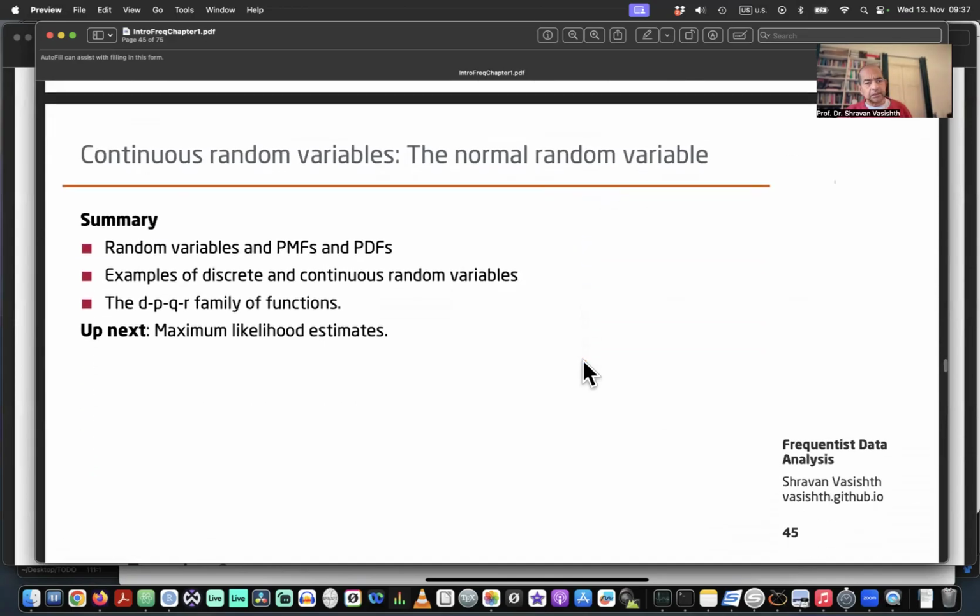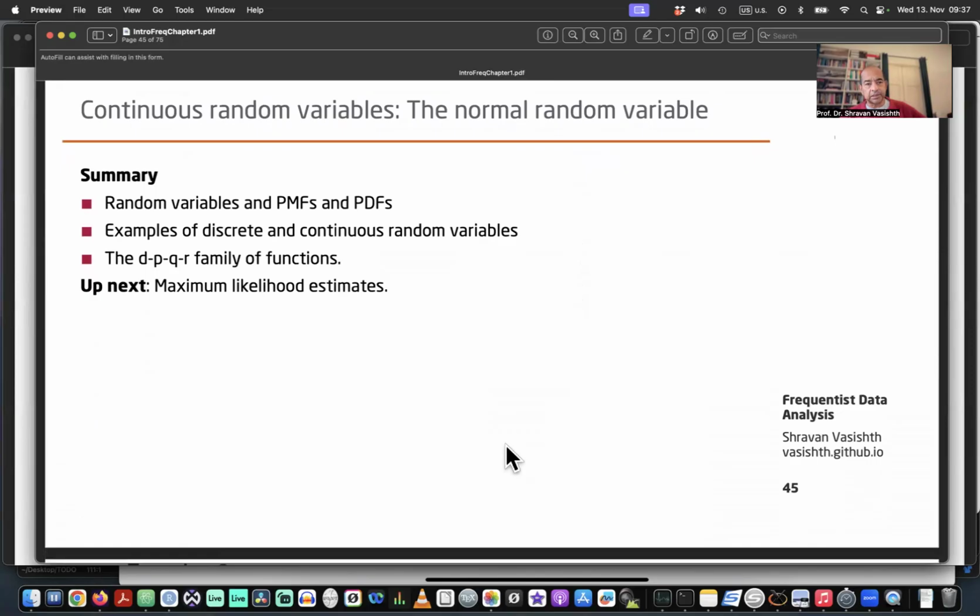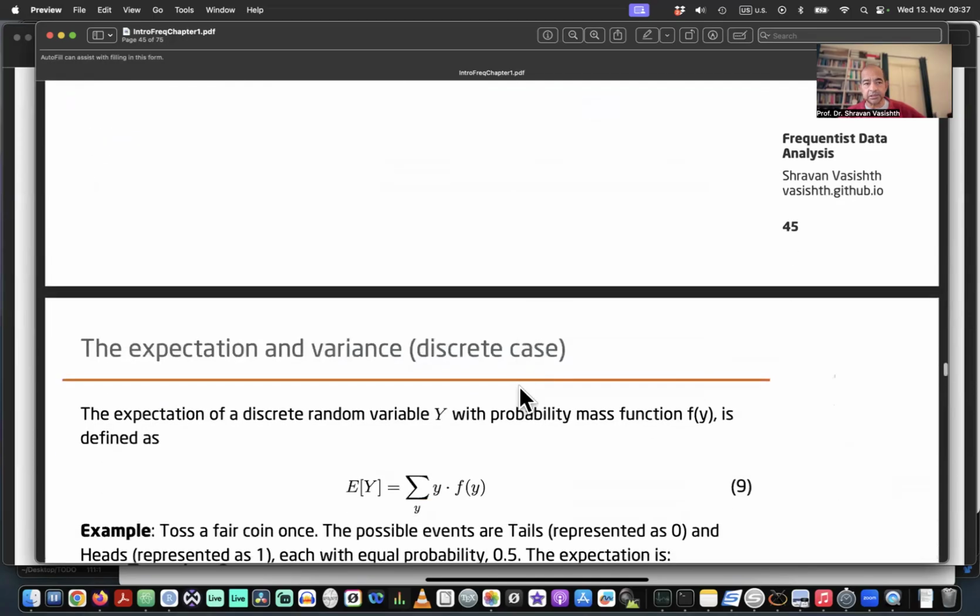Okay, so just to summarize, we looked at probability mass functions and probability density functions. And we looked at examples of these two types of random variables, discrete and continuous, and I've illustrated the use of the DPQR family of functions. The next important topic has to do with maximum likelihood estimation.